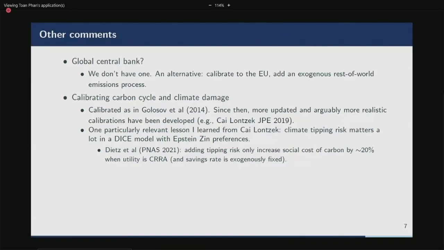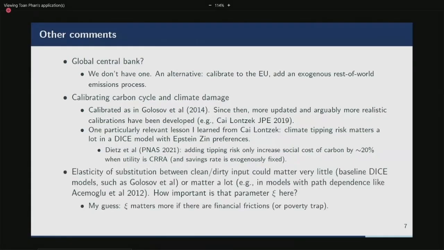I encourage the author to look at Kai and Lonchek for discussion of this. You don't have to redo it, but I encourage you to acknowledge the limitations of this current calibration and discuss the more recent ones. One particular lesson I learned from the Kai and Lonchek JP paper is that the climate tipping risk matters a lot in a DICE model with Epstein-Zinn preferences, right? I'm happy to talk about that if you have questions.